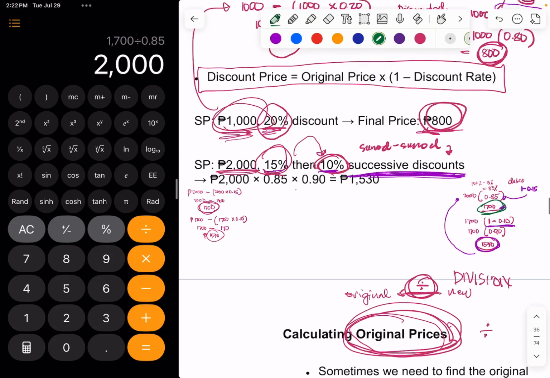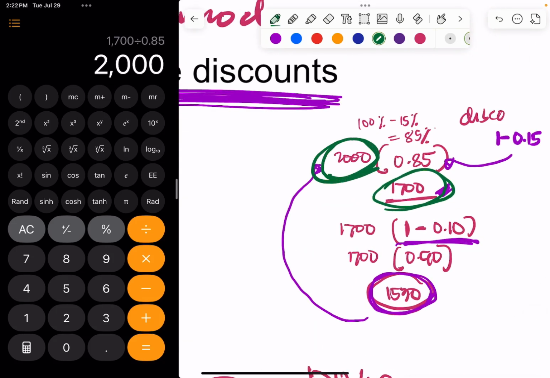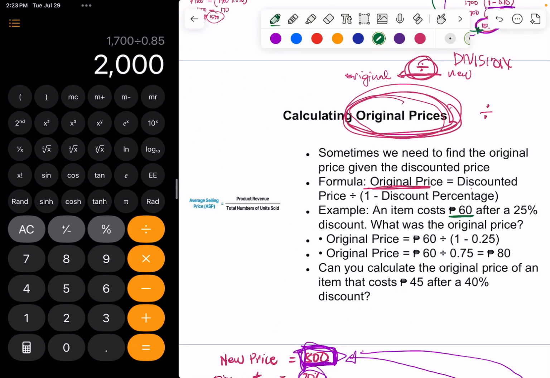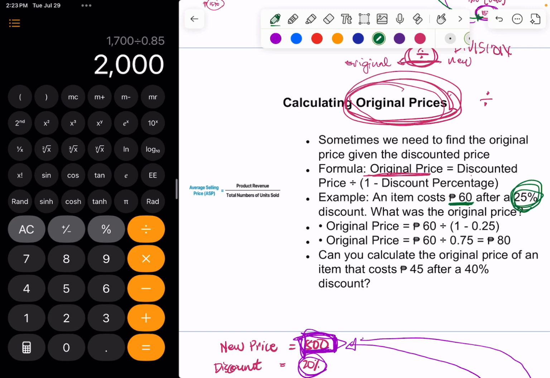So the ani nga part is from 2,000, nahimo siyang 1,530. So bali-bali running discounts. After discount, iyahang price 60. Then kabalota nga natay 25% discount. Unsa man ang original price? Katong mas dako ni 60. So 60 divided by 1 minus, you know nga 25%. So minus 0.25, that is 0.75. So 60 divided by 0.75, the answer is 80. Now that is your original price, 80 pesos.